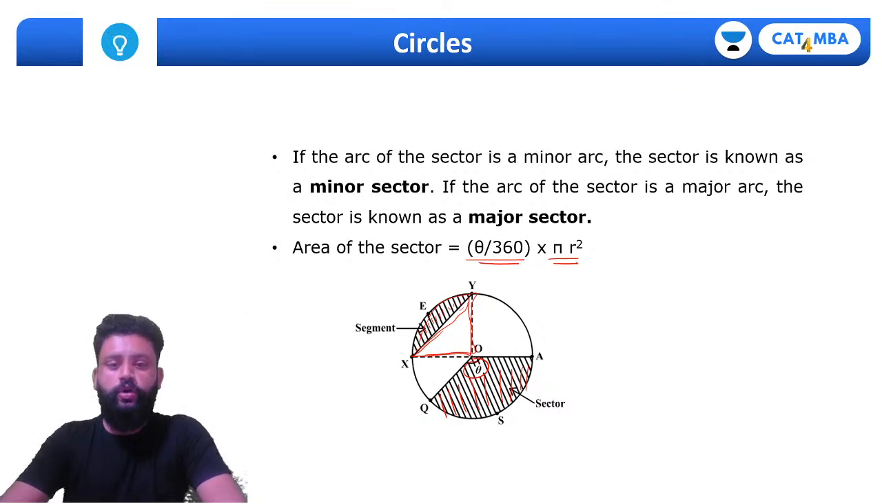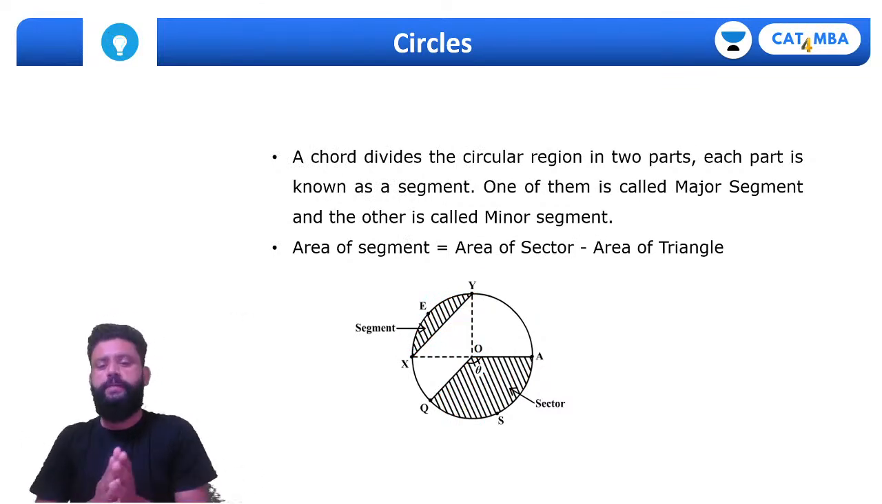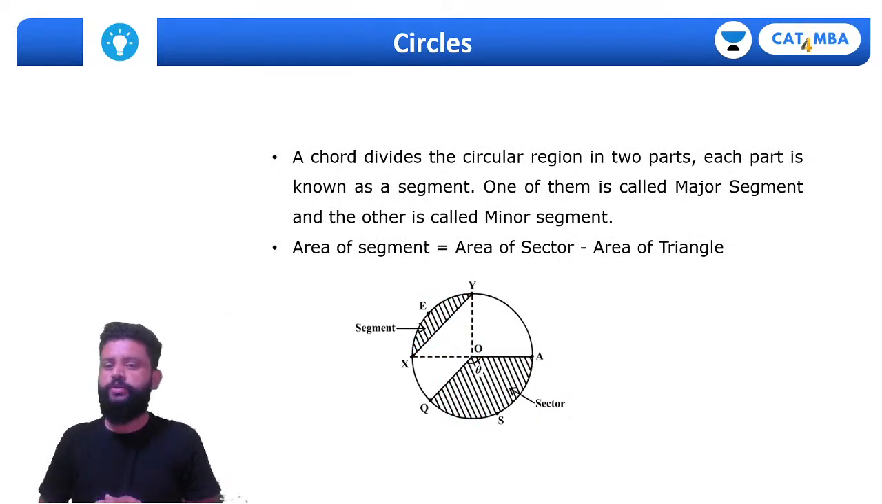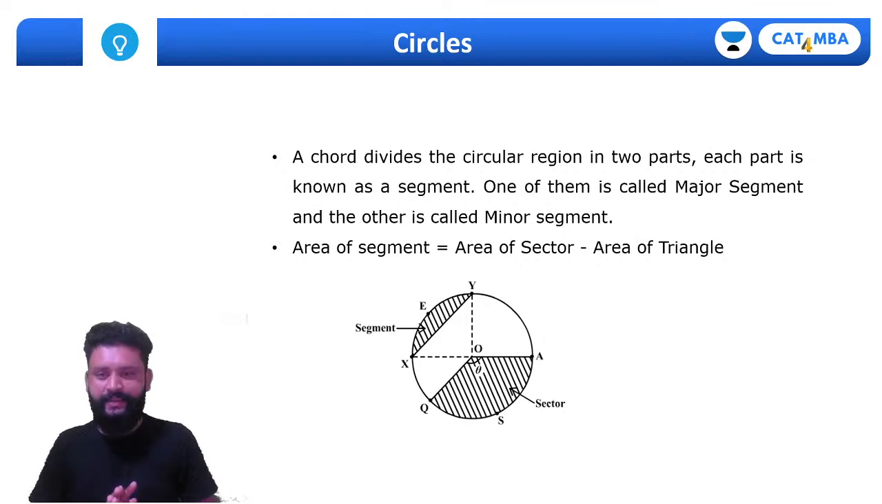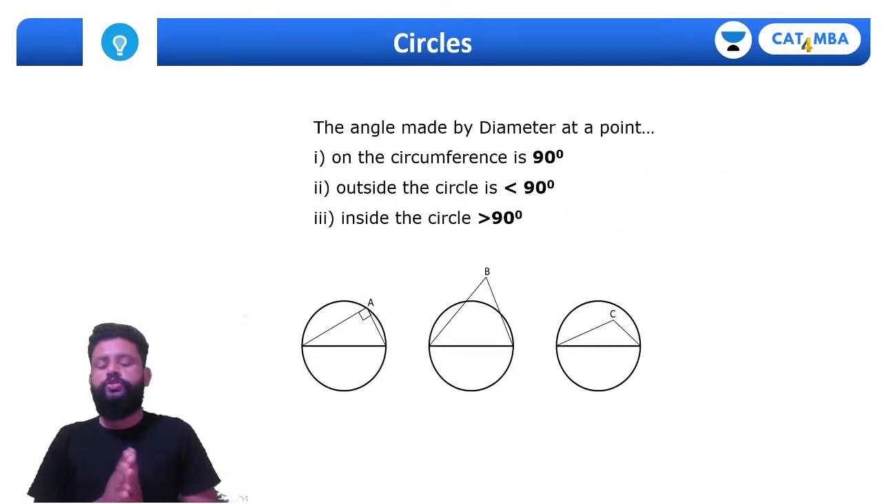Okay, so let's go ahead and discuss a few properties now. कुछ important properties. Area of segment तो मैंने अभी तुम्हें बताया. Segment का area अगर हमें चाहिए तो area of sector minus area of that triangle. That's what you can do. Okay, so now the most important part starts from here, guys.